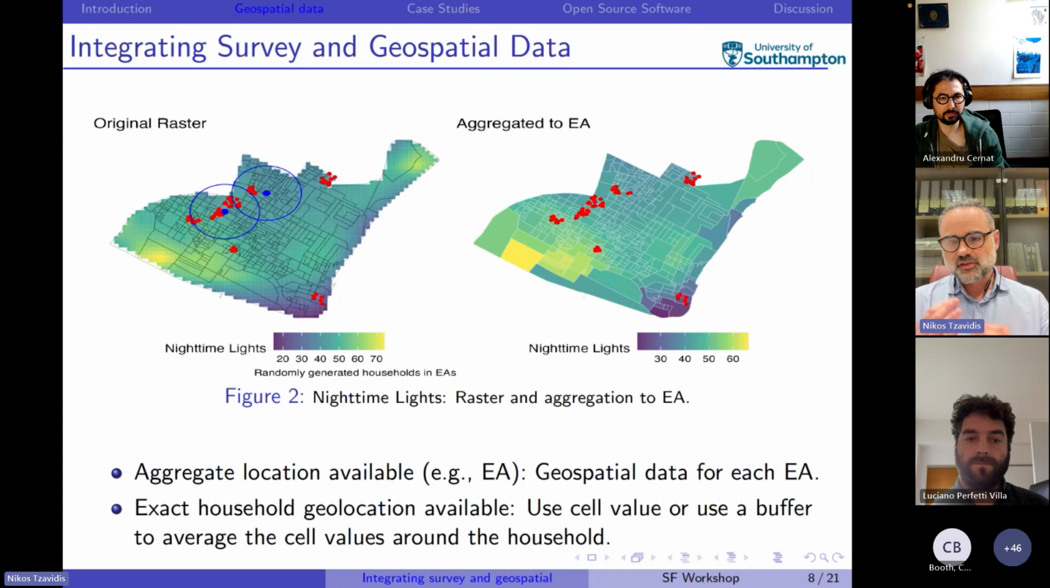And you can see that the difference between the two is basically that the left-hand side, which includes the original raster, has a bit more spatial variability, compared to the right-hand side, which is aggregated at the enumeration area.